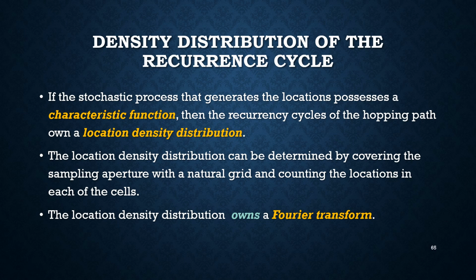If the stochastic process that generates the locations possesses a characteristic function, then the recurrency cycles of the hopping path own a location density distribution. The location density distribution can be determined by covering the sampling aperture with a natural grid and counting the locations in each of the cells. The location density distribution owns a Fourier transform.